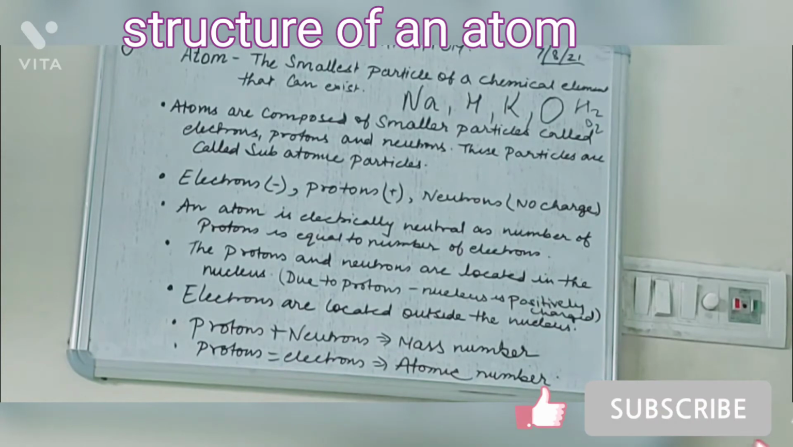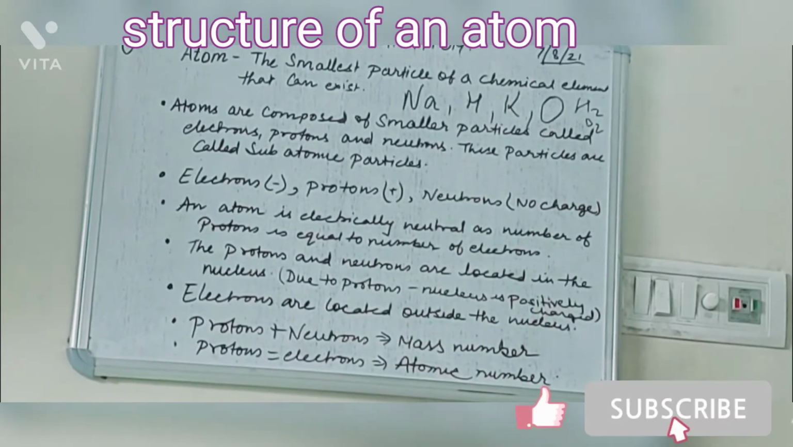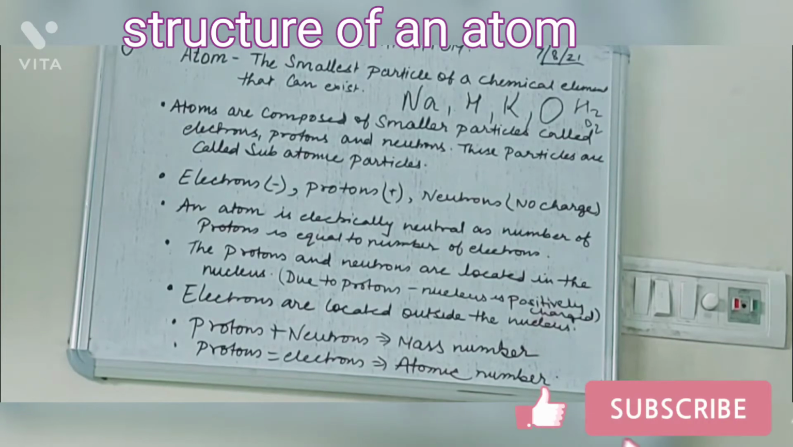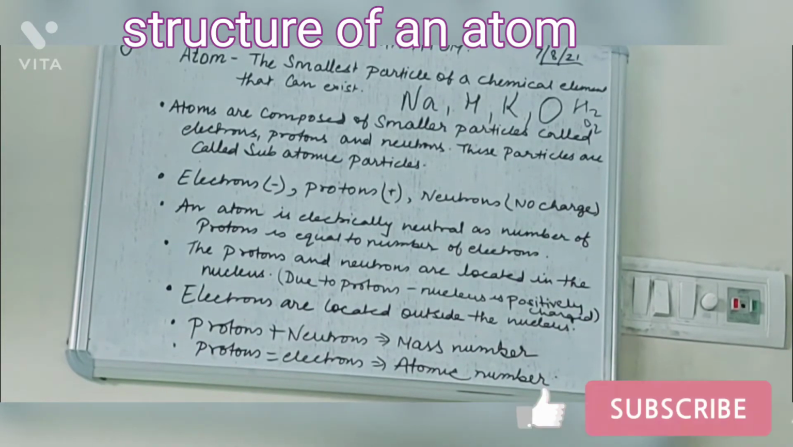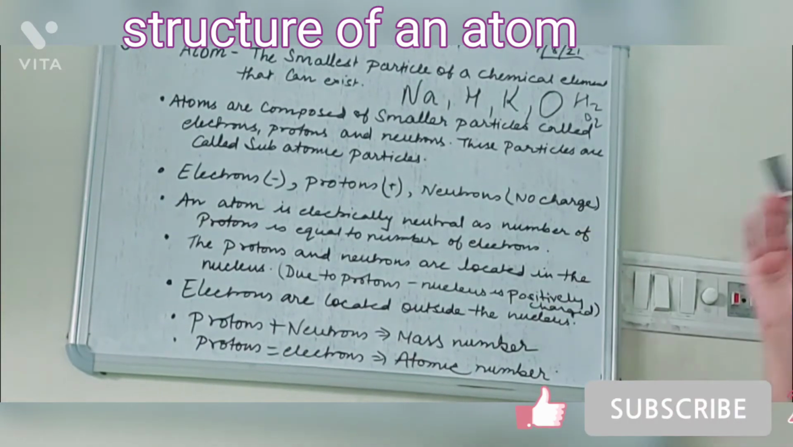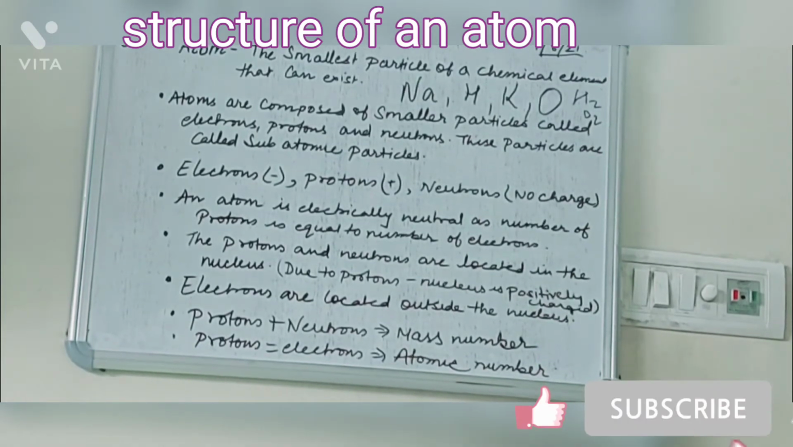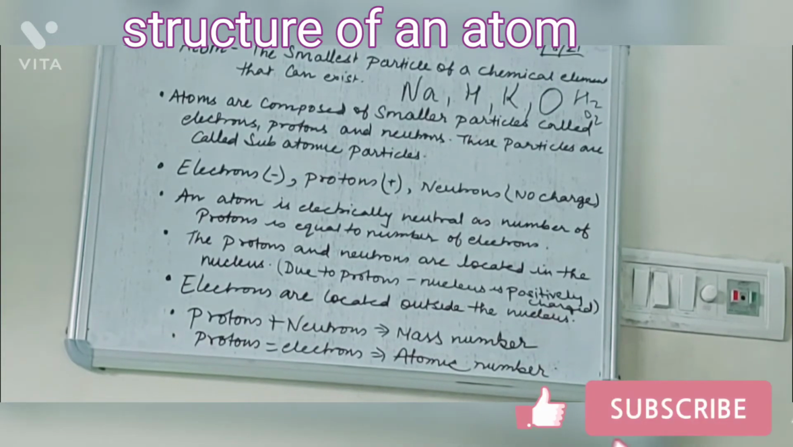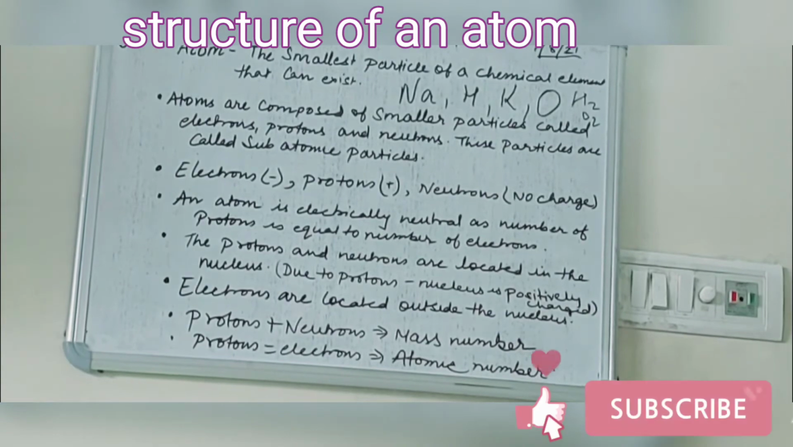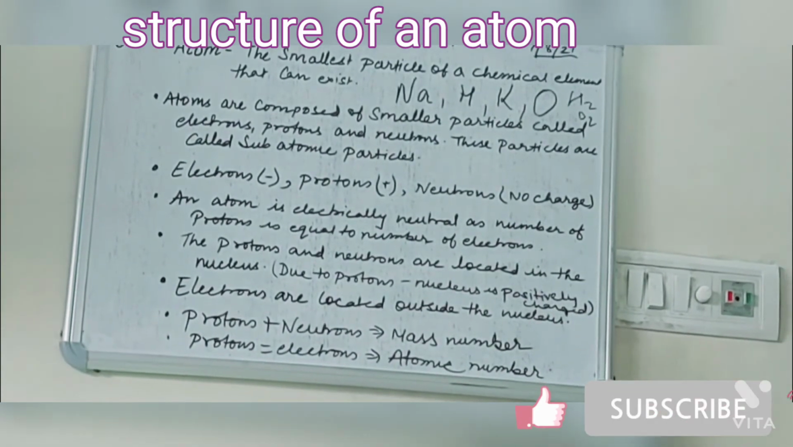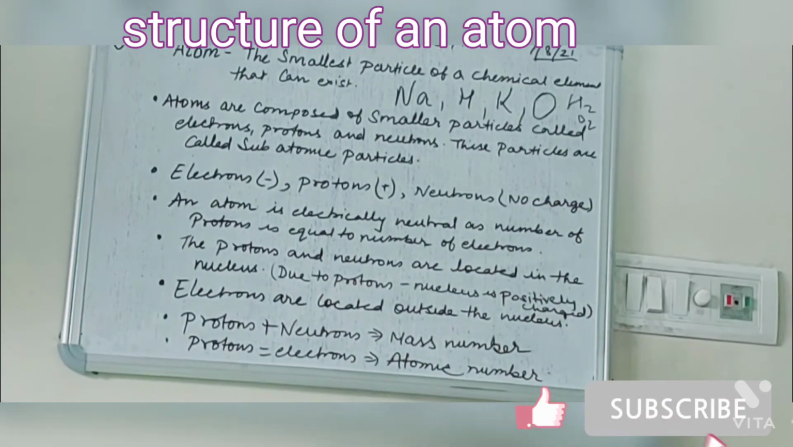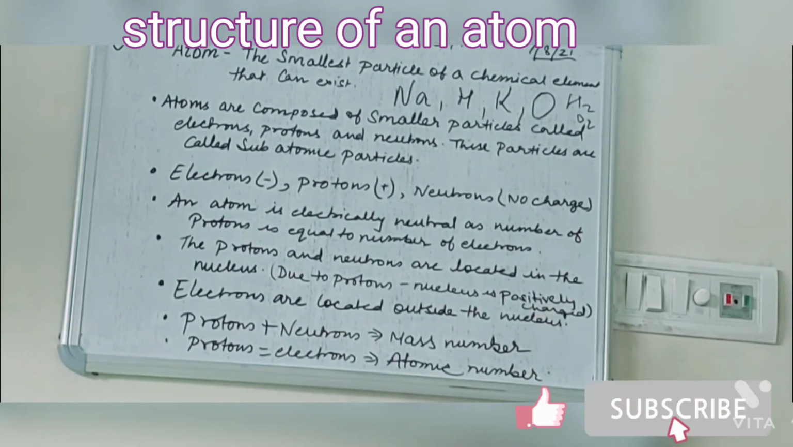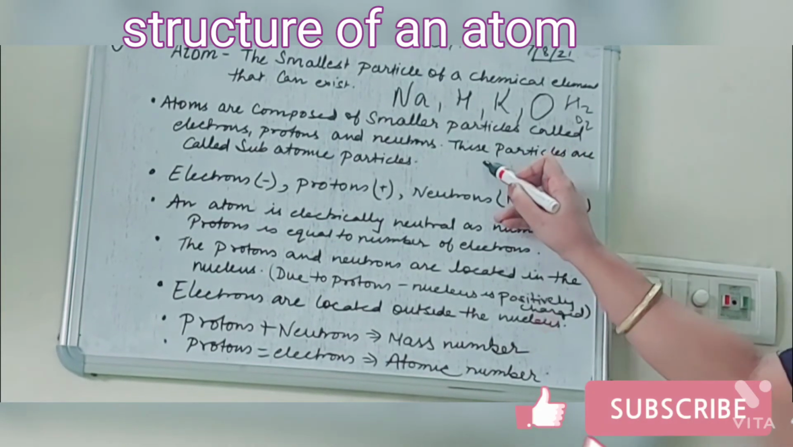Now, an atom is electrically neutral as the number of protons is equal to the number of electrons. So what we have to remember is, in an atom you will find an equal number of protons and electrons, that is an equal number of positive and negative particles. And these counterbalance each other. Positive and negative are oppositely charged particles and they counterbalance, due to which an atom is electrically neutral. Neutrons, because they do not have any charge, do not play any role in the electrical charge of an atom.